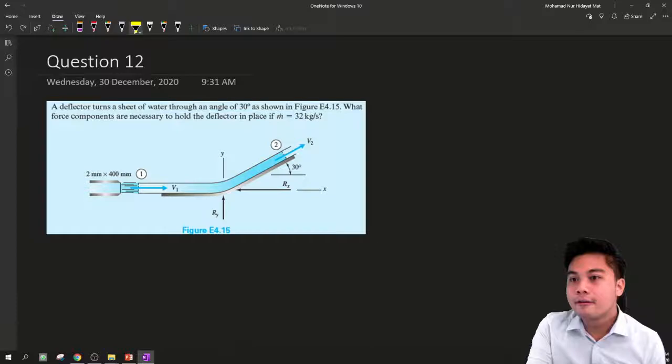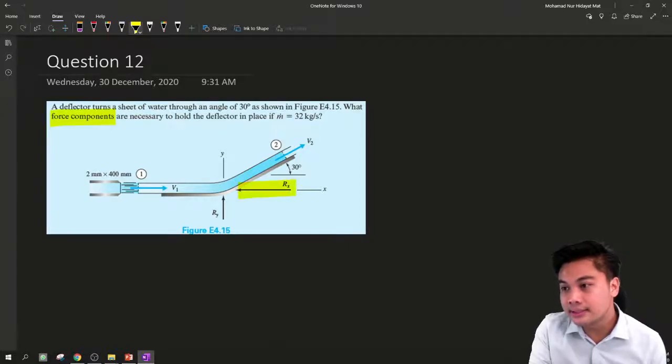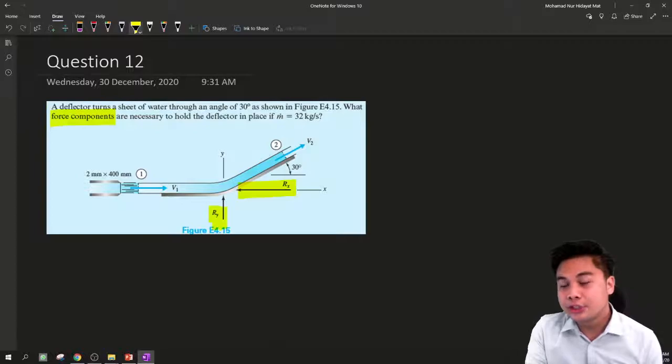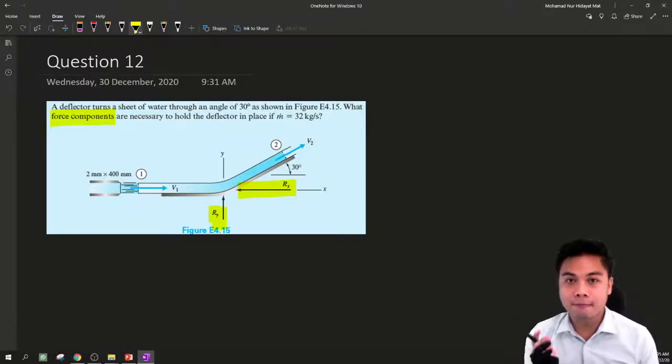What force components are necessary? So the question asks, determine the force components. So what are the forces involved? We have these forces and this type of force. Rx and Ry are the reaction forces required to hold the deflector from moving.